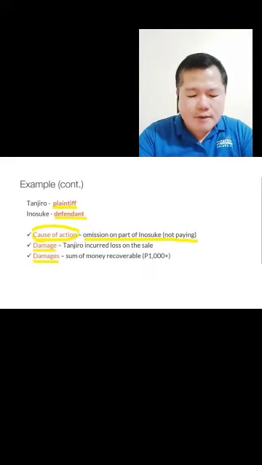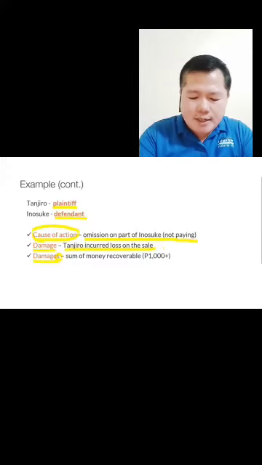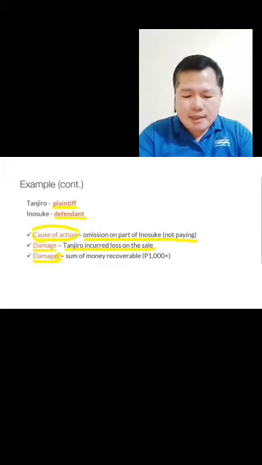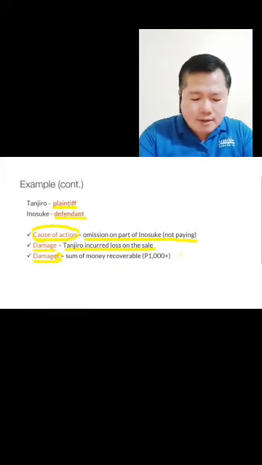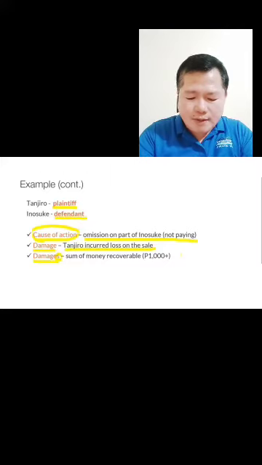So next is damage and damages. So you might be thinking that damages is the plural form of damage. So let's try to see. Damage, Tanjiro incurred loss on the sale. So tama naman, naka-incurred siya ng loss. Damage can be or cannot be quantified. In this case, ma-quantify siya kasi simple lang naman ang case natin. But there are examples na hindi siya ma-quantify.